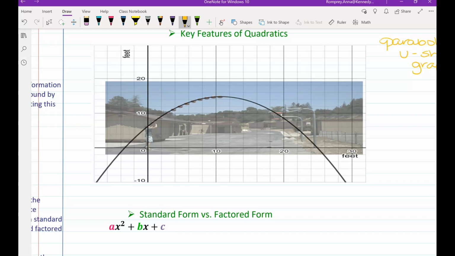So since this is symmetrical, the vertex is going to be right in the middle. So I'm going to look at my two endpoints, my two x-intercepts, and I'm going to find the middle. So I have about -8-ish, then 22, 24, 25. So I'm going to say about 11 looks like it would be in the middle.